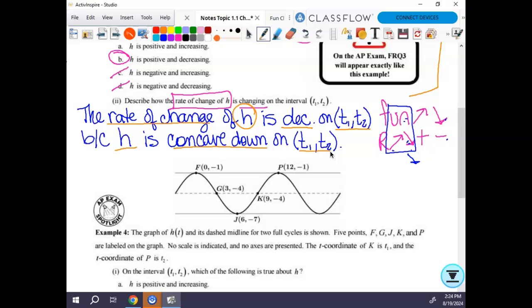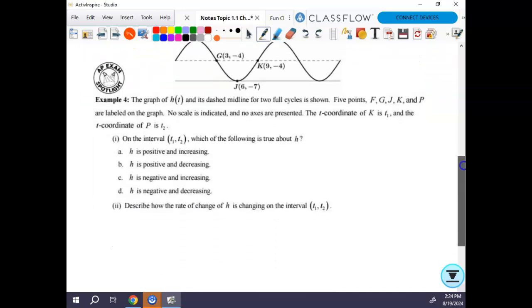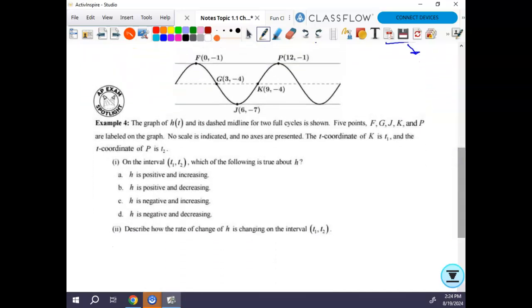Now, I could have said it flipped around. Like I could have said H is concave down on T1 to T2, therefore the rate of change, blah, blah, blah. That's totally fine. And your words don't always have to match mine exactly, but you have to make sure that you have all the important pieces in there. Okay? We good on that? What questions you got? All right. Don't get sloppy with your words because you lose credit big time. Let's look at example 4.